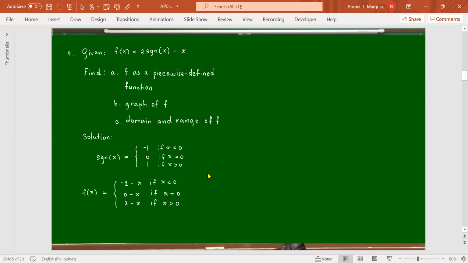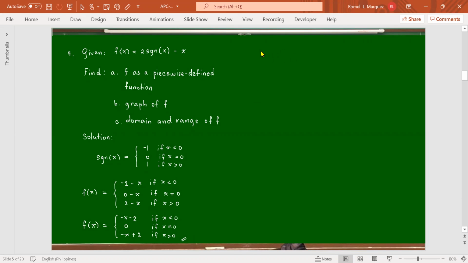What is the simplified form of this? The middle is 0 because x is 0. So this is simply negative x minus 2, and this is negative x plus 2. So, if x is to the left of 0, if x is equal to 0, and if x is to the right of 0. Okay, so this is our final answer. That is f of x. Any question with that, guys?